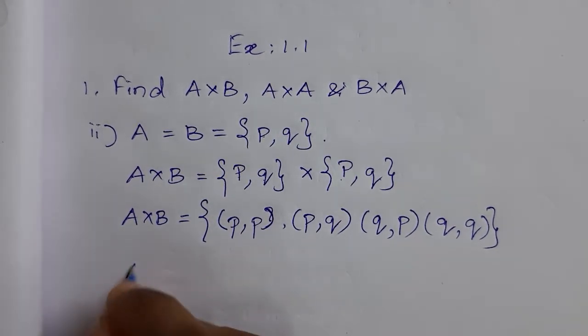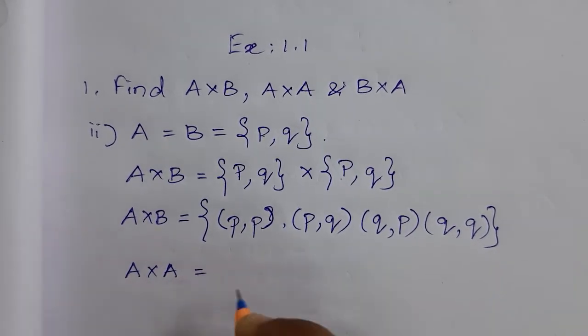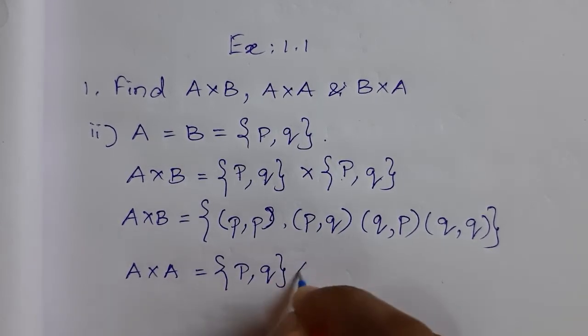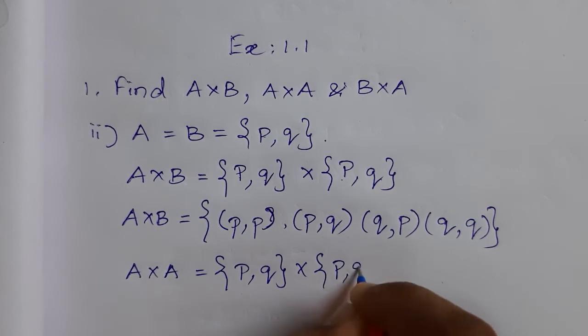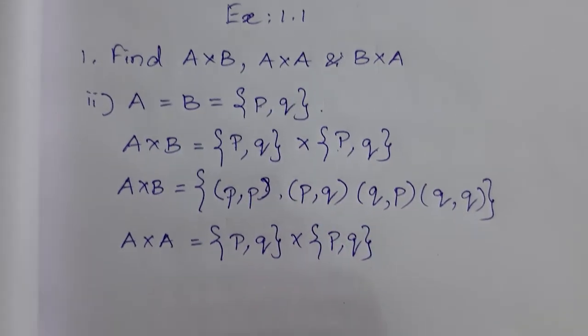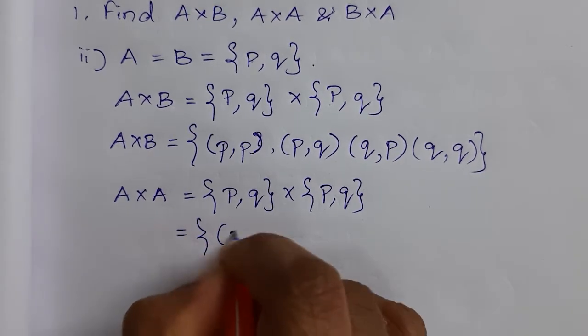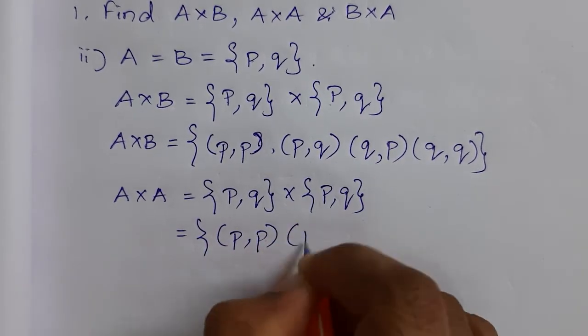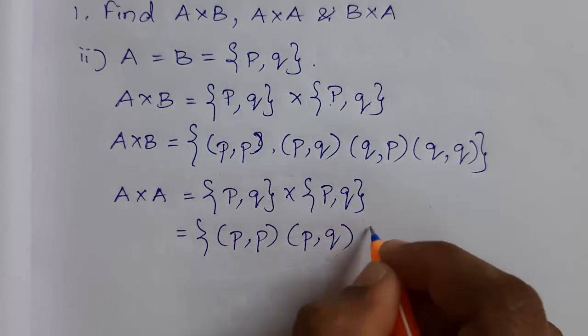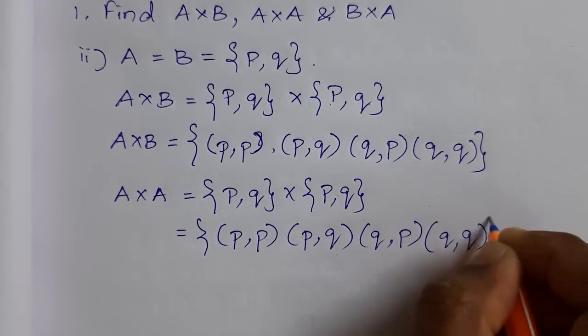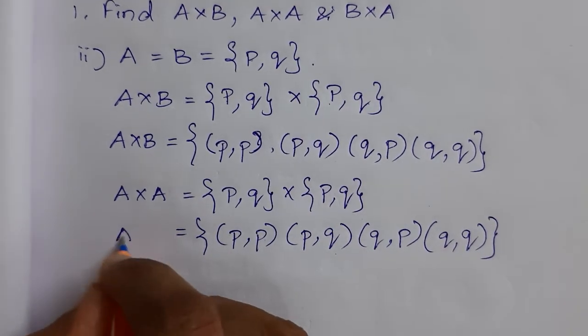Next we have to find A cross A. So again here A cross A is nothing but {P, Q} and again you have to write A to be {P, Q}. Now start listing out the elements, which is (P, P), then (P, Q), next is (Q, P) and then (Q, Q). So this is A cross A.